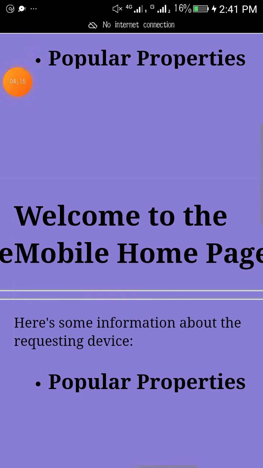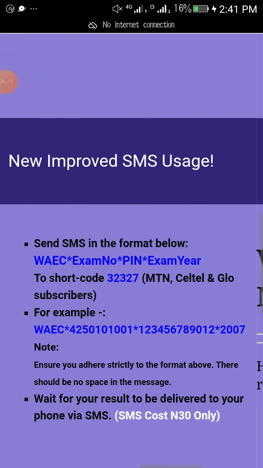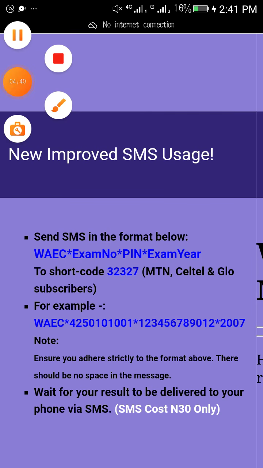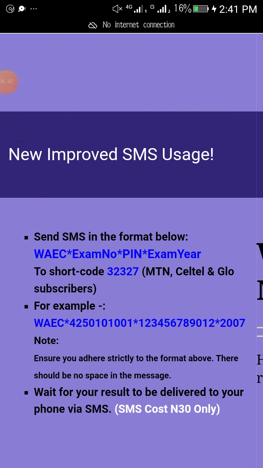But I'm repeating it for emphasis: if you don't have data and you want to check through SMS, just send WAEC in capital letters, star, exam number, star, your PIN, star, your exam year, and send it to 32327. Remember, you must have 30 naira in your credit, because each SMS you send, they will charge you 30 naira.